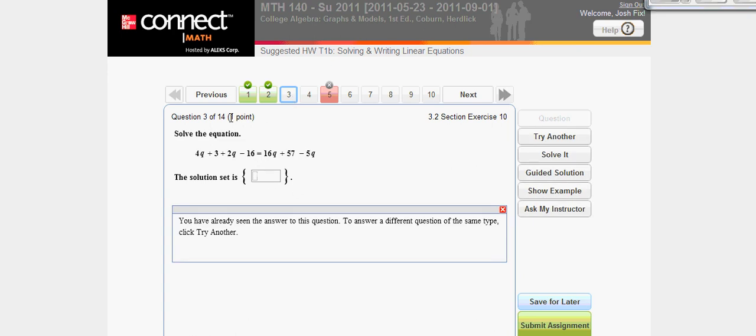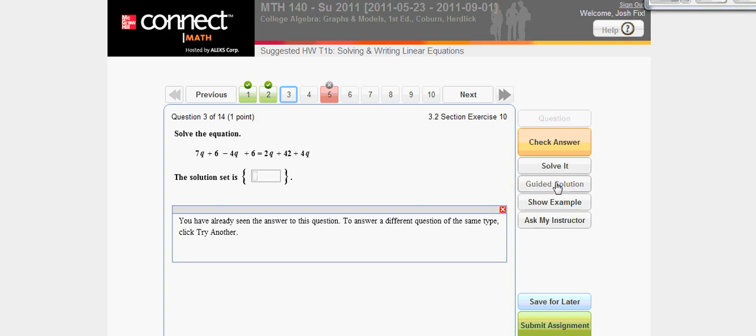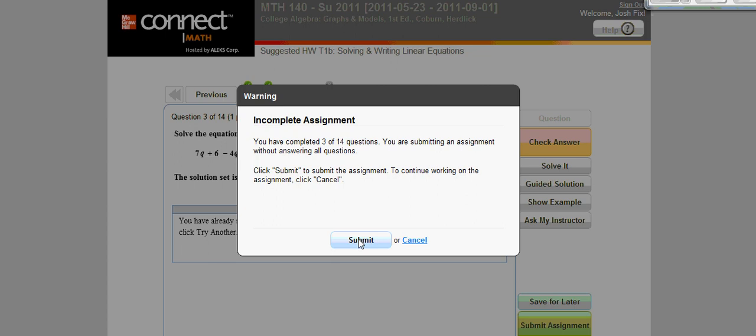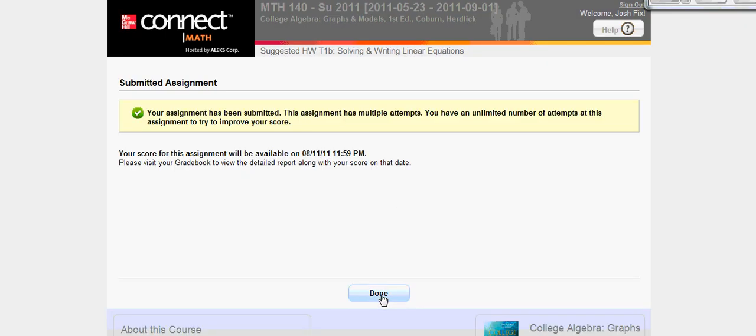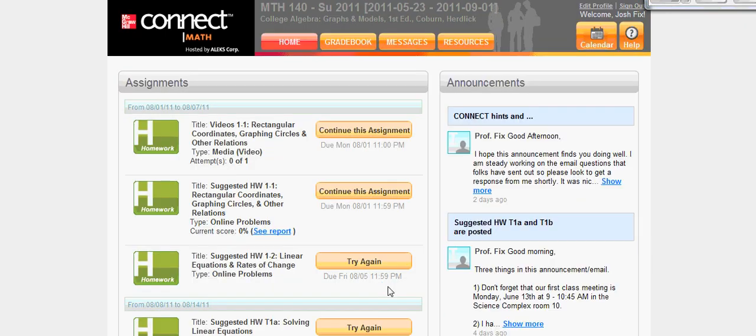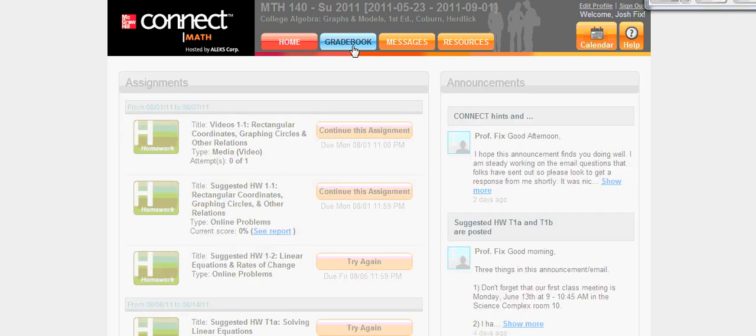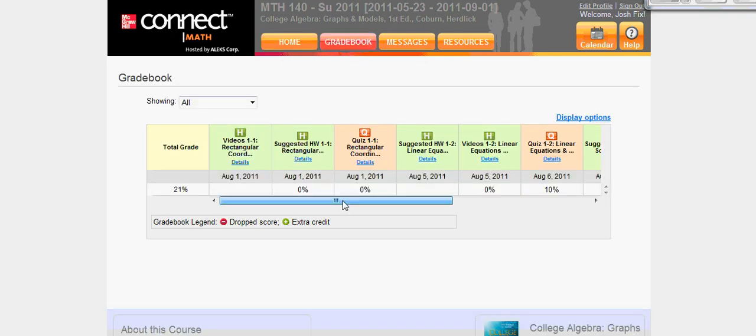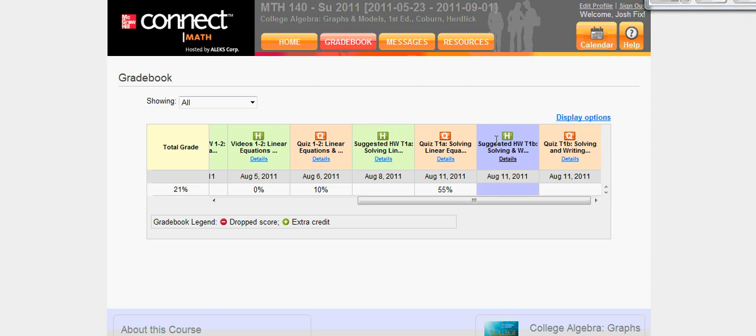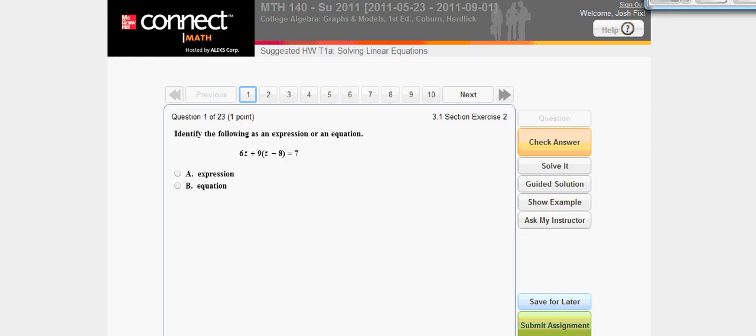I can work on that question. So try another one. I can go through and do guided solution, whatever. But when I'm all done, I'm going to submit the assignment. It says yes. So if I ever needed to come back to look at that assignment again, the problems I've already worked, I go to my grade book, I roll myself over to the actual assignment, suggested homework, I click on the details, and what did I do wrong there?